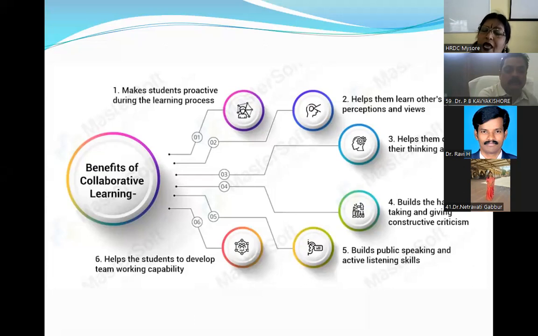Fourth, it builds the habit of taking and giving constructive criticism. So he accepts constructive criticism and at the same time tries to give feedback and constructive criticism to the others also. The fifth one builds public speaking and active listening skills. So communication is developed a lot when we work in groups.